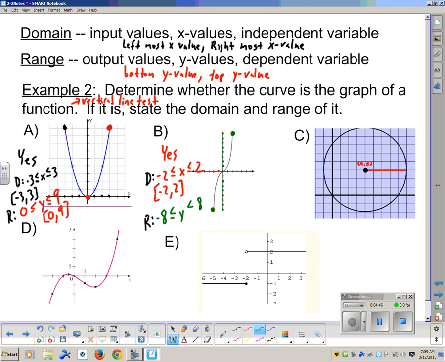So it goes from -8 to 8. So how do I write that? -8 to 8. So either way you can write it, whichever one's easier for you to do.